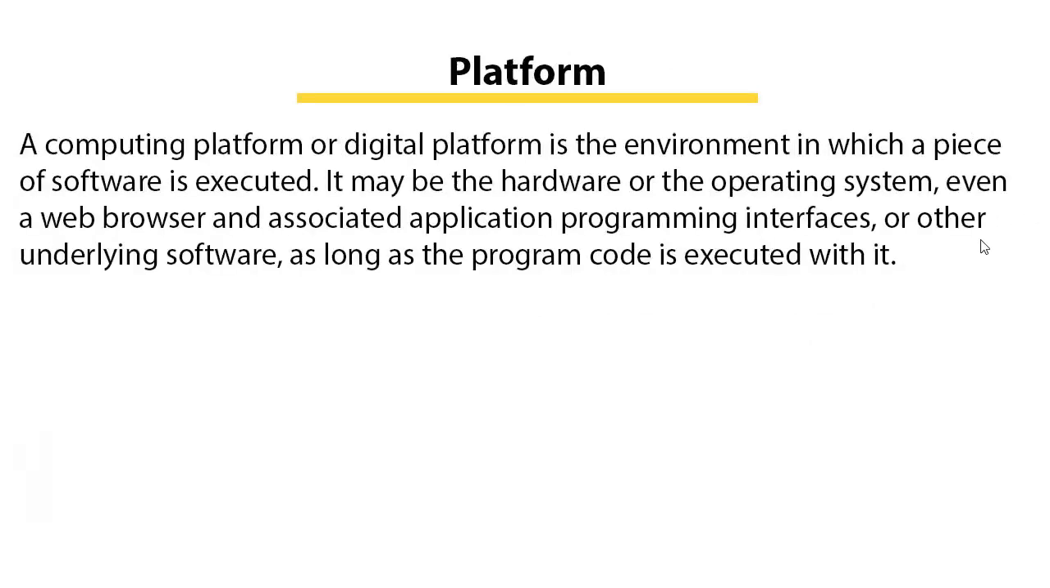Now there are some platforms. So what are the platforms? Let's see. A computing platform or digital platform is the environment in which a piece of software is executed. It may be the hardware or the operating system, even a web browser, and associated application programming interface or other underlying software, as long as the program code is executed with it. So basically a computing platform or a digital platform is the environment in which a particular software is executed.